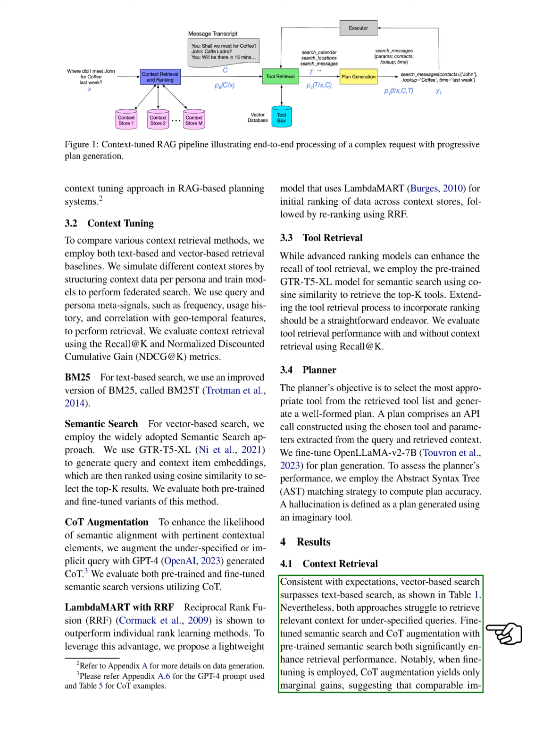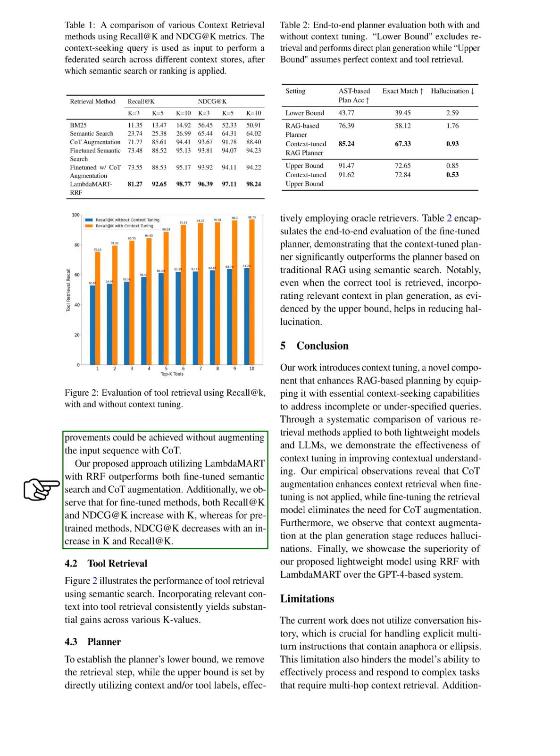As expected, vector-based search outperforms text-based search. However, both methods have difficulty retrieving relevant context for underspecified queries. Fine-tuned semantic search and COT augmentation with pre-trained semantic search both significantly improve retrieval performance. Interestingly, when fine-tuning is used, COT augmentation provides only slight gains, suggesting that similar improvements could be achieved without augmenting the input sequence with COT. Our proposed approach using lambda-mart with RRF performs better than both fine-tuned semantic search and COT augmentation.